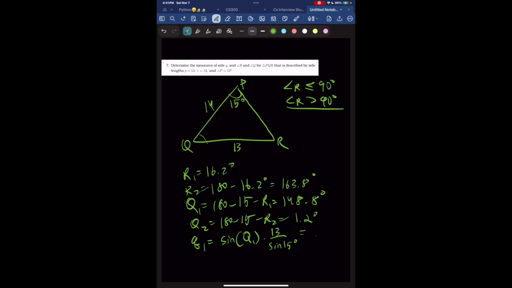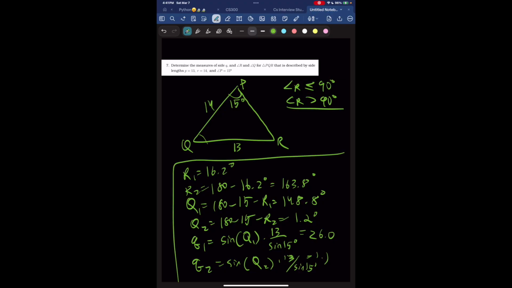If we plug in this and simplify, my notes tell me that this is going to be 26 roughly. And then Q2, well, I'll just do sine of Q2 instead of Q1 times 13 over sine 15. And my notes tell me that is 1.1 roughly. So yeah, that is literally the entire process of deriving every single angle and side length.